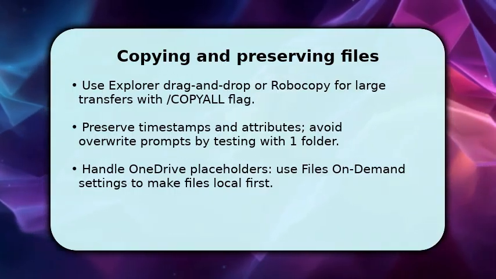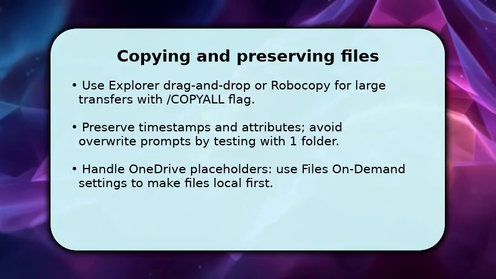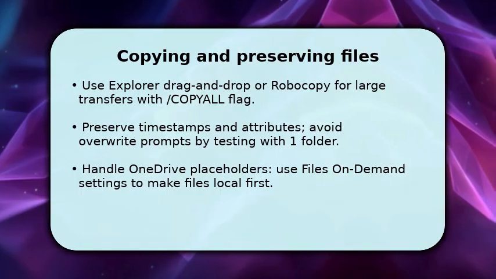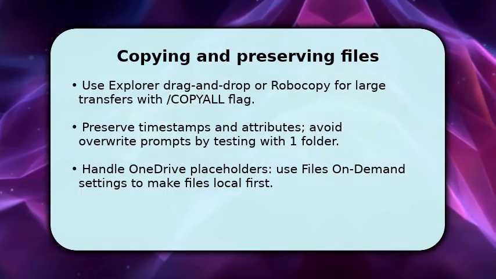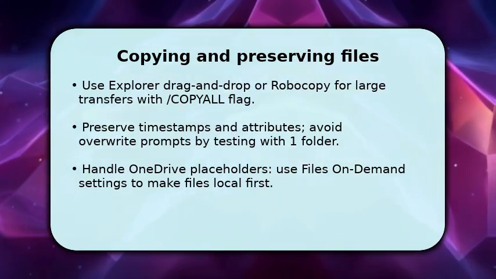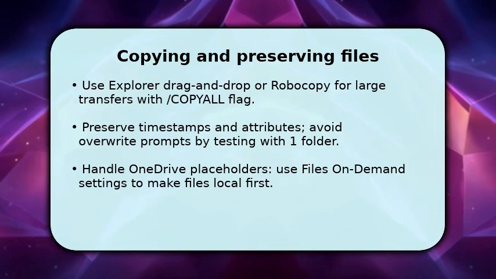For cloud-only placeholders, first make files local by right-clicking and selecting Always Keep on this device. This prevents sync errors. After a small test copy, confirm checksums, finish by re-enabling sync on the destination OneDrive and allow it to fully upload.